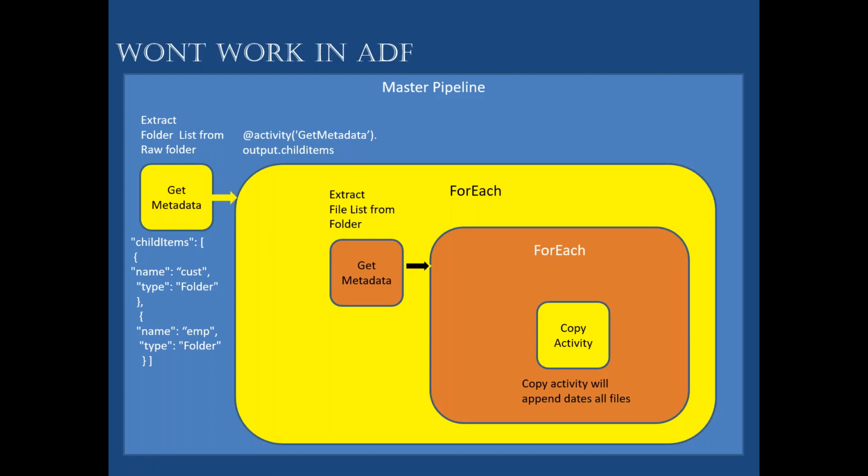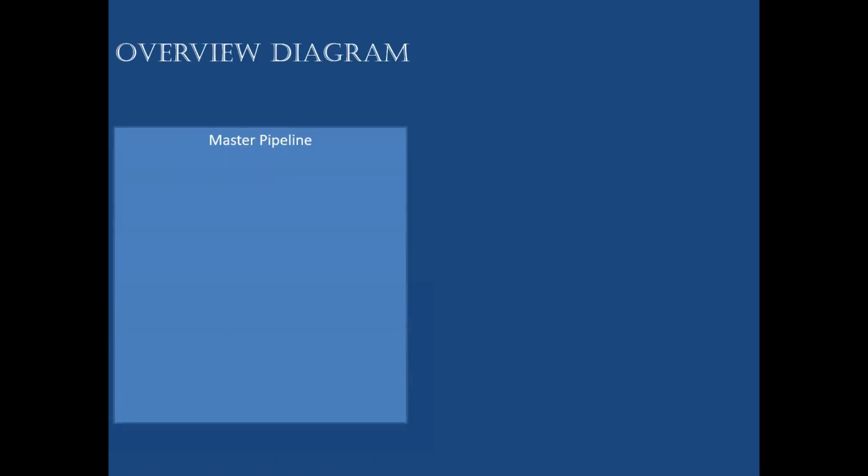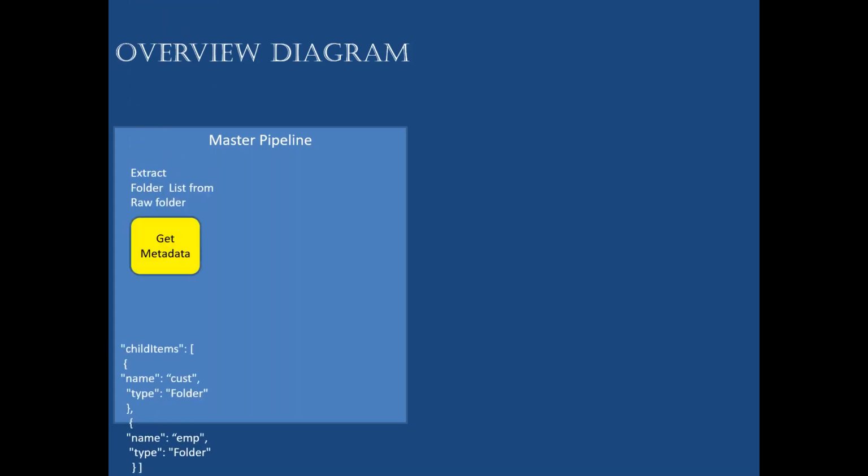Next, I'm moving on to how we can make sure this approach works. What is the other approach? The other approach I'll tell you. You create one pipeline called master pipeline. In this master pipeline, okay, now Prudhir, tell me what our first Get Metadata activity is going to do.